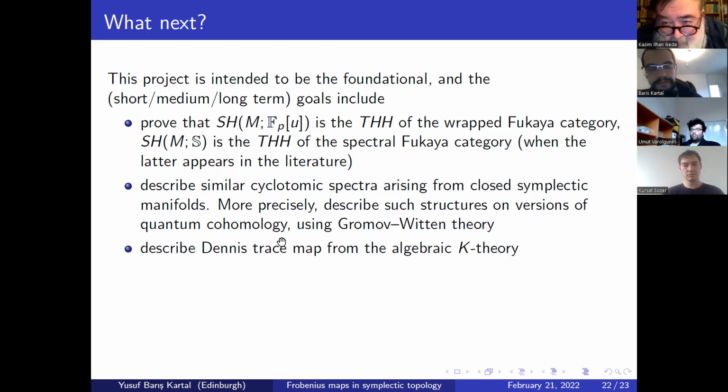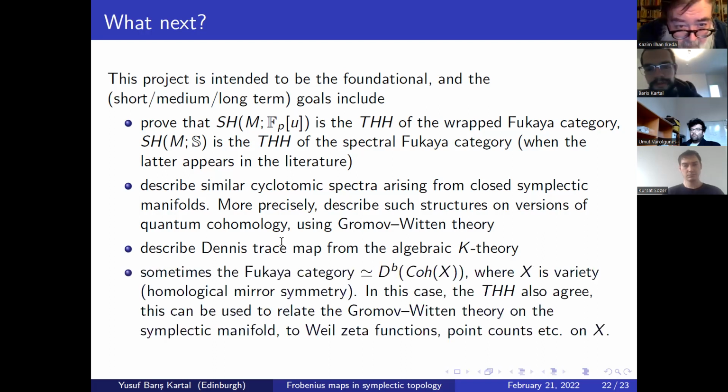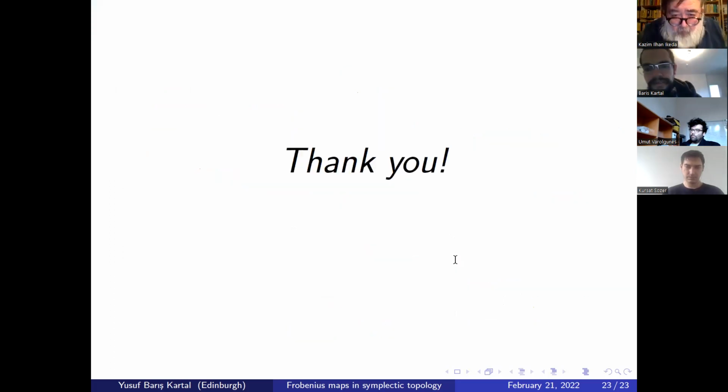And so we also have a whole set of mirror symmetry speculations. So sometimes the Fukaya category is the same as dB of a variety. And in this case, of course, the topological Hochschild homologies also agree and can be used to relate Gromov-Witten theory on symplectic manifolds to lots of things that you can recover from the topological Hochschild homology, like the Weil zeta functions, the point counts, etc. And that's all.